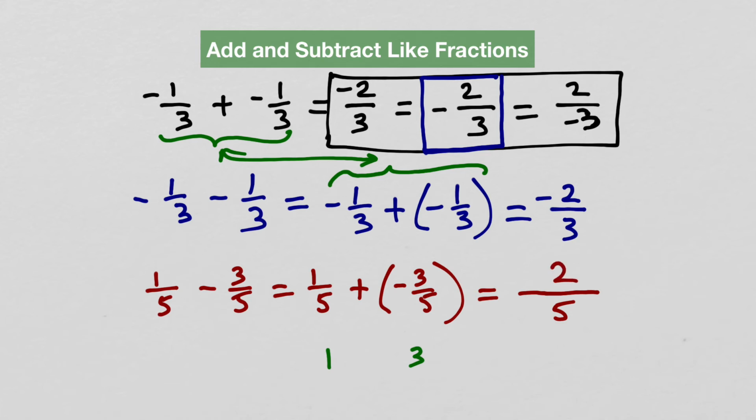Okay. Then we ask ourselves, which of the two numbers is the larger one? In this case, it's 3. And what is the sign in front of the 3? It's a negative. Therefore, our answer has to be negative. Okay?